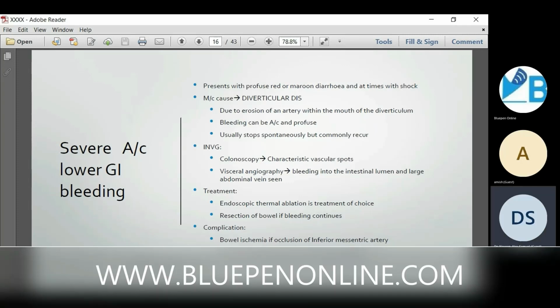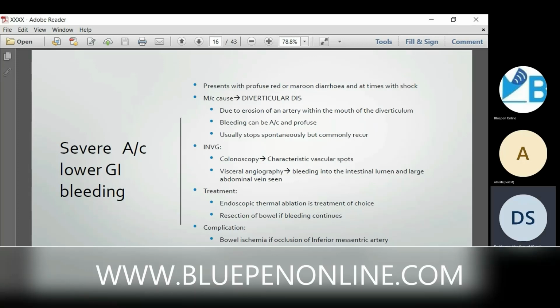The investigation to be done in severe acute lower GI bleeding is colonoscopy. Remember, the bleeding is in the rectum and large intestine, and in jejunum and ileum. You can't do endoscopy, we'll do colonoscopy. Characteristic vascular spots are seen, and if you find very large bleeding blood vessels, visceral angiography is done. Bleeding into the intestinal lumen and large abdominal veins are seen in visceral angiography. Angio means vessel, graphy means study of the vessel.